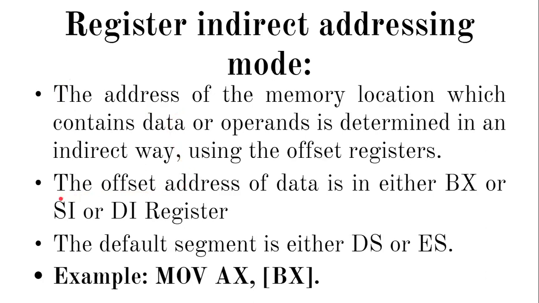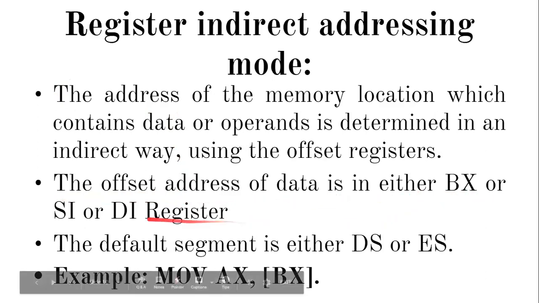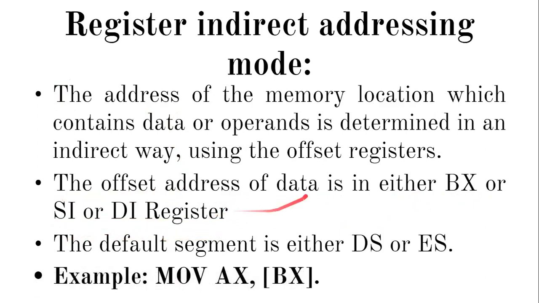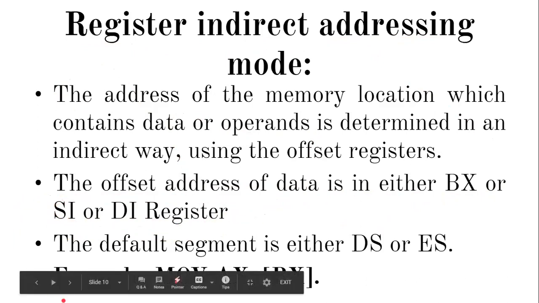Now the offset address of the data can be stored either in BX register or SI or DI register only. It cannot be stored in any other register. So whenever you are using register indirect addressing mode, only these three registers can be used for storing the offset address.